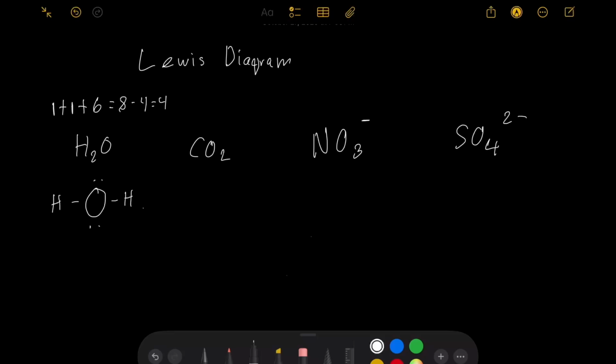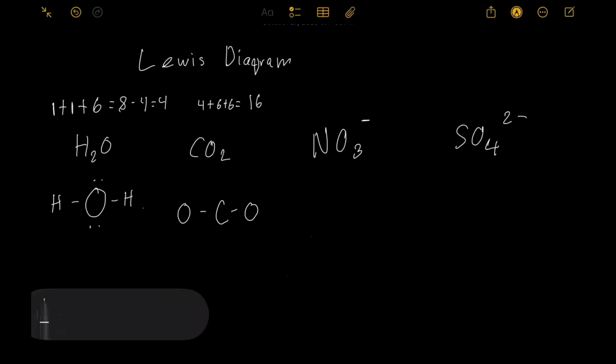Next, CO2. Check how many electrons it has. Carbon has 4, oxygen has 6, and there's 2 oxygens, so there'll be another 6. And this will be 16 electrons. Next, we place the least electronegative, so that would be C, and put the O's in between. Next, we assign the bonds. So you have one bond here, one bond here.